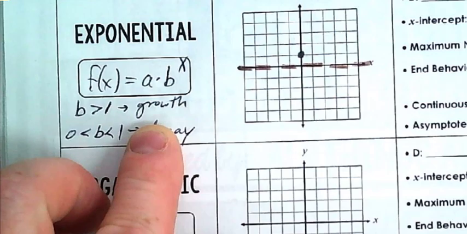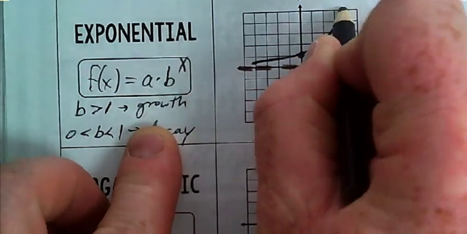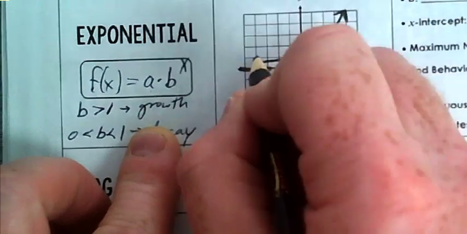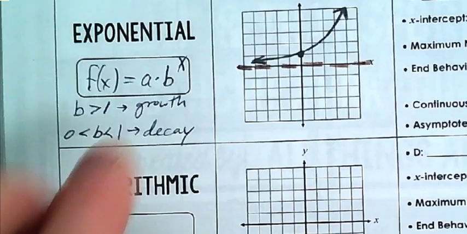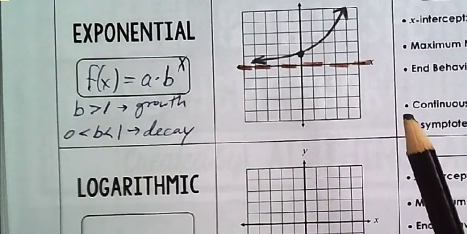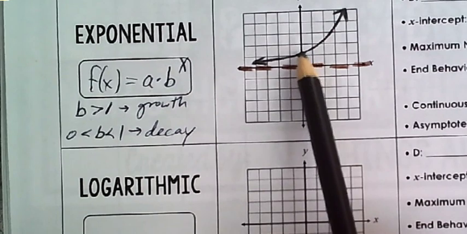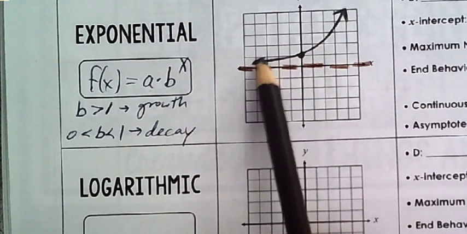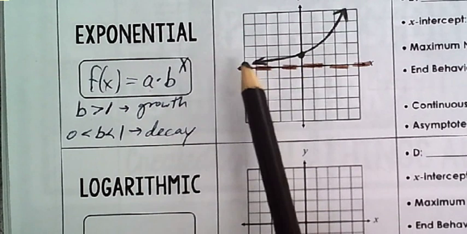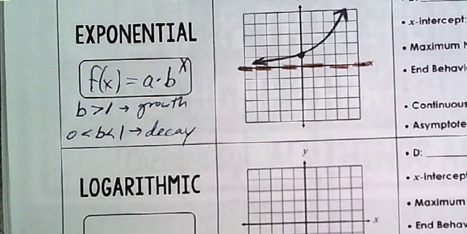It's going to go up to the right. Now, this is not a perfect graph, but it's just the sketch. When we do graphs of these, we just do sketches. All right? So, this is your y-intercept. Notice it's going down toward the x-axis forever, but it's never going to touch it. It's going up forever. That is your growth.